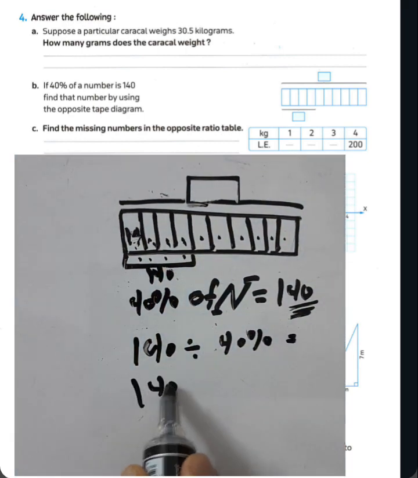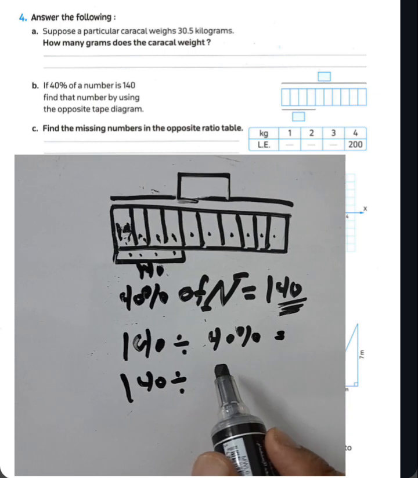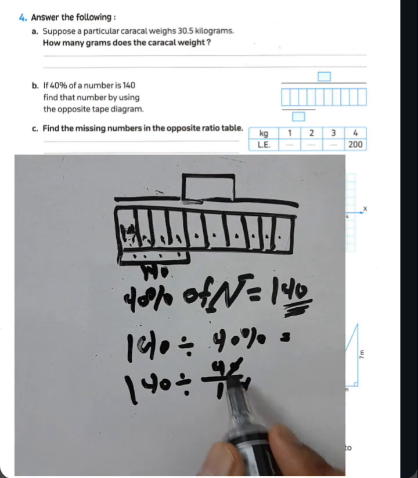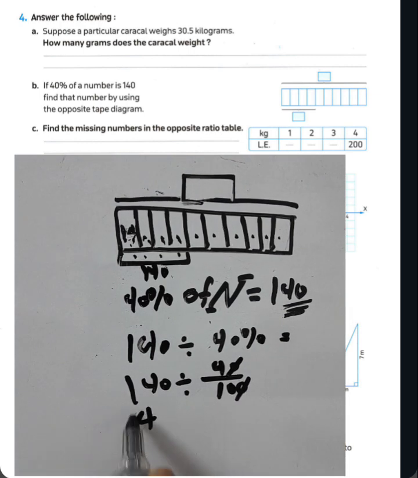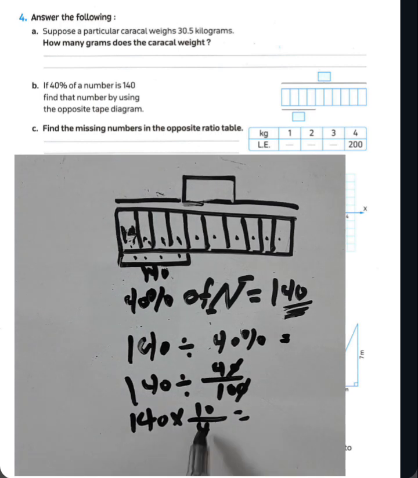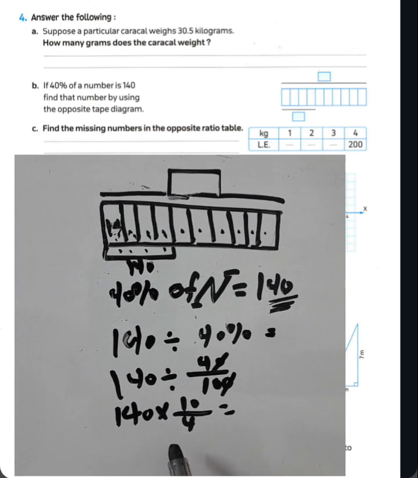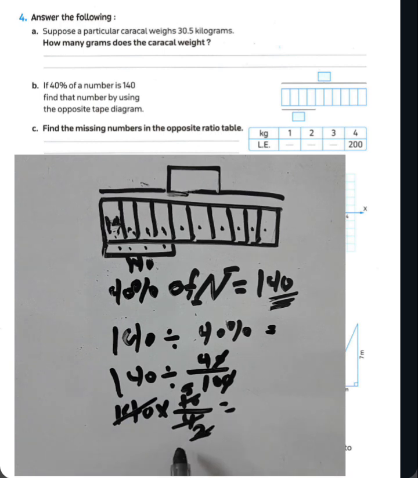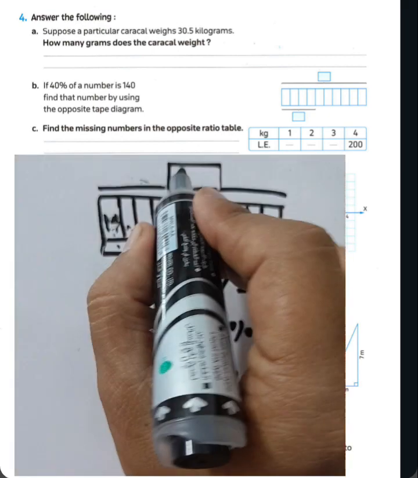Then you can write 140 divided by 40%, meaning 40 over 100. You can cancel 0 by 0 and write 140 times the reciprocal, 10 over 4. And you can simplify it. 4 divided by 2 and 10 divided by 2, it will be 5. 140 divided by 2 equals 70. 70 times 5 equals 350. Then the number will be 350.